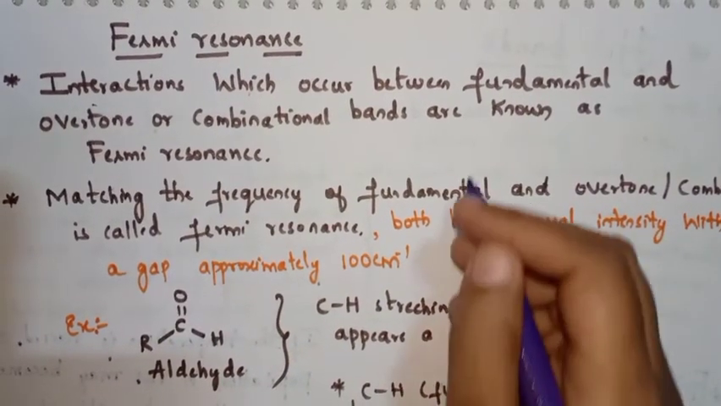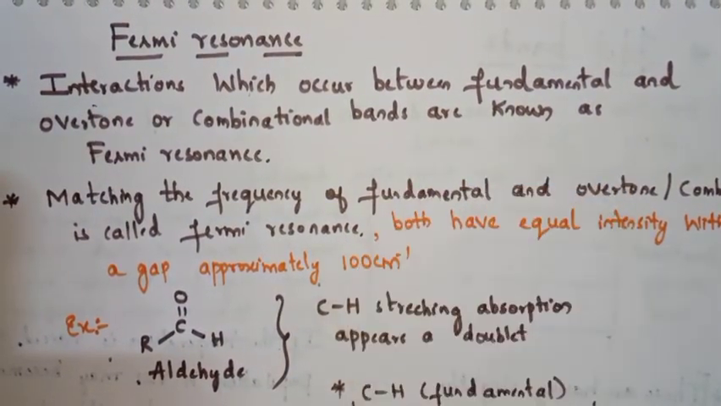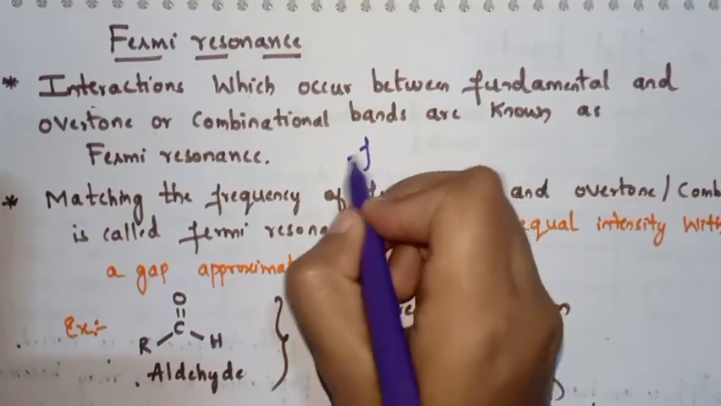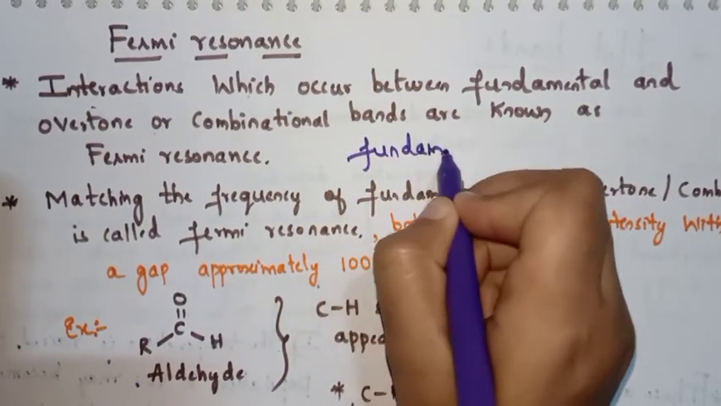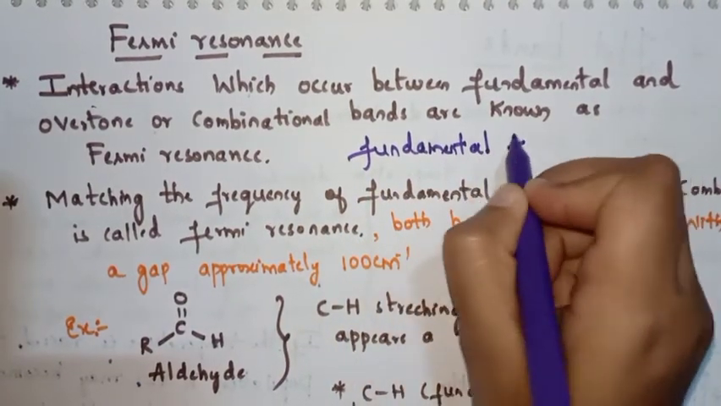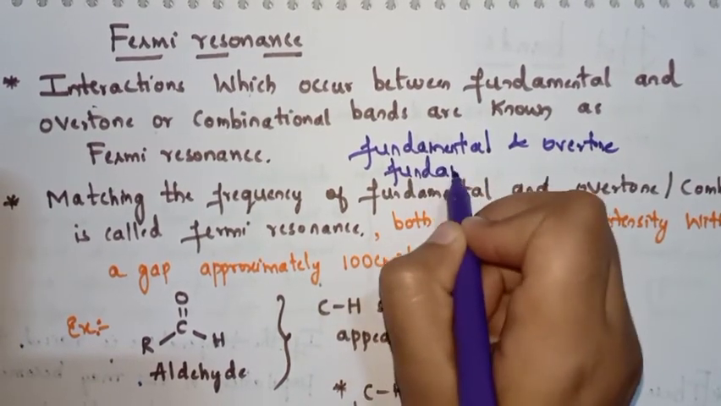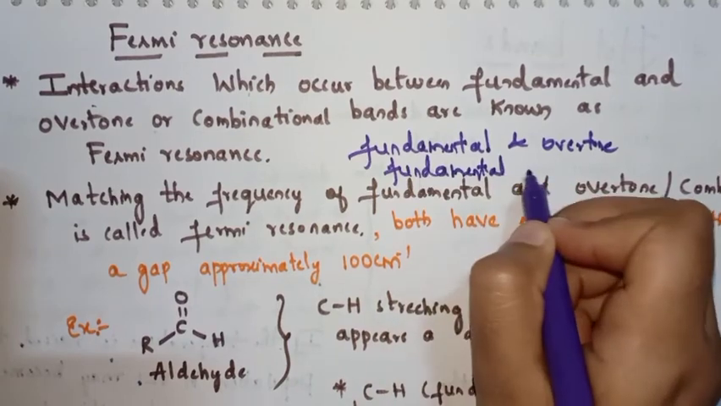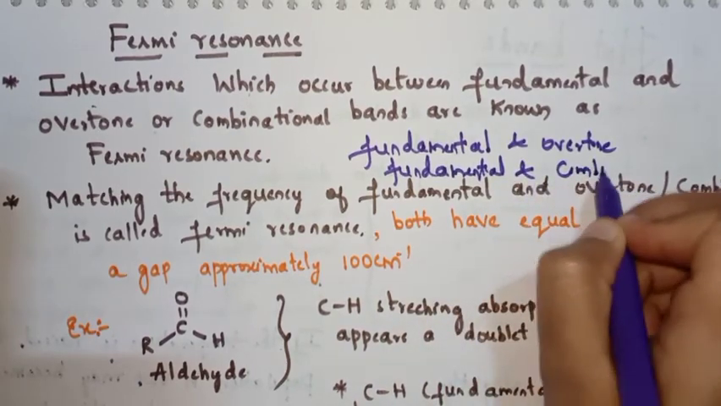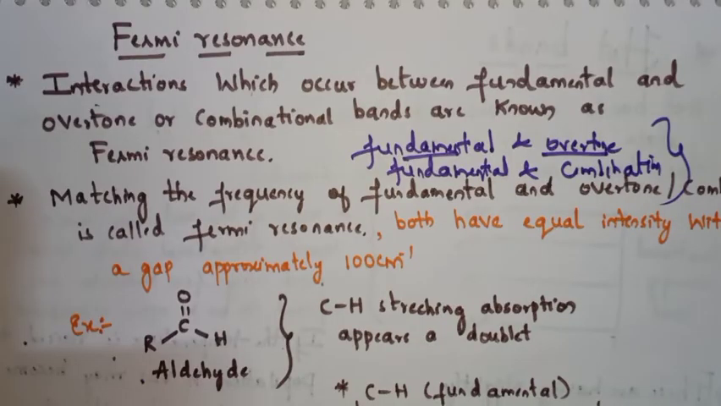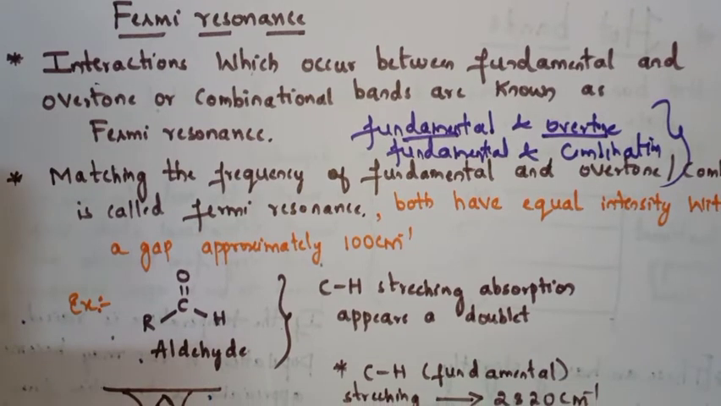Here the interaction can occur between fundamental and overtone, and fundamental and combination band. These interactions which are obtained between fundamental and overtone or combination band is nothing but Fermi resonance. Let's study what are these interactions by taking an example.